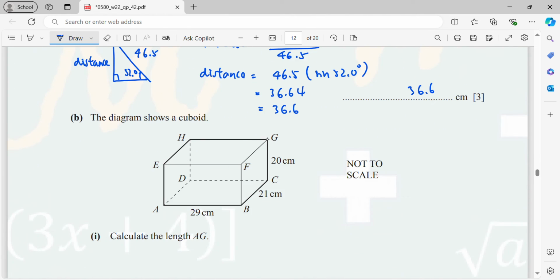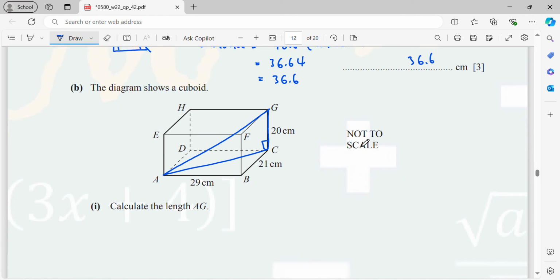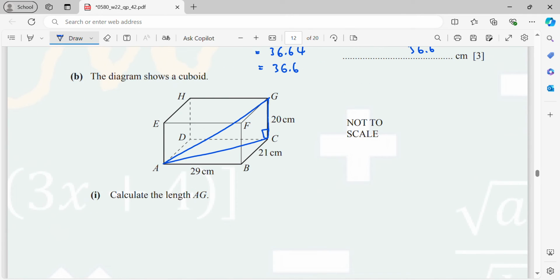Okay, now B, the diagram shows a cuboid. Calculate the length AG. So when you join AG, and now here, since ABCD is the base, that means you can just join A to C, which is the diagonal, and GC is 90 degrees. Okay, now here, to find the AG, so basically AG, I will say that it is here. This is my AG, and this is AC.